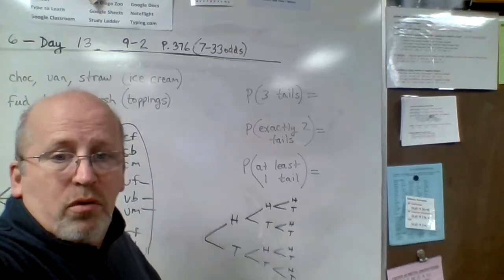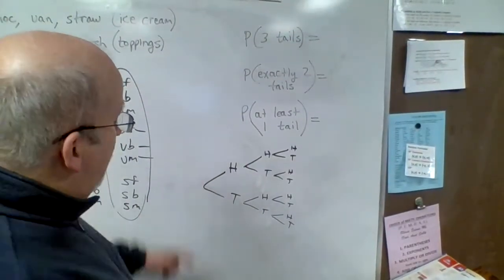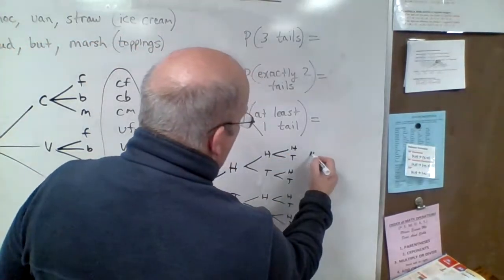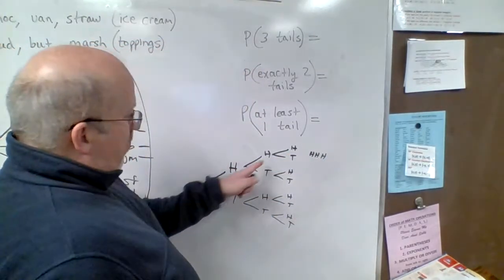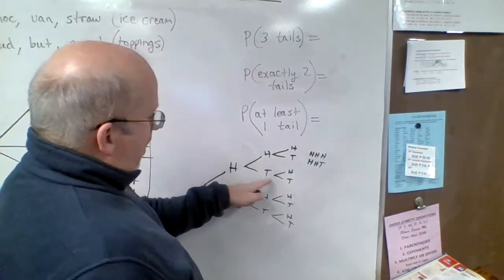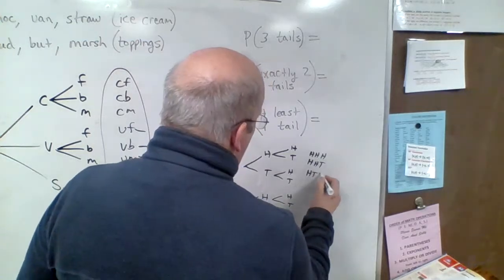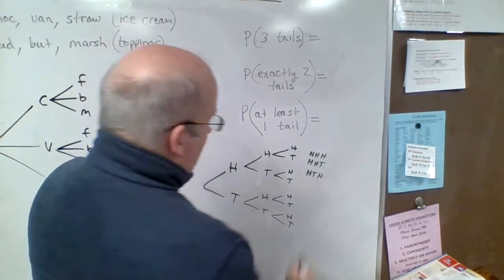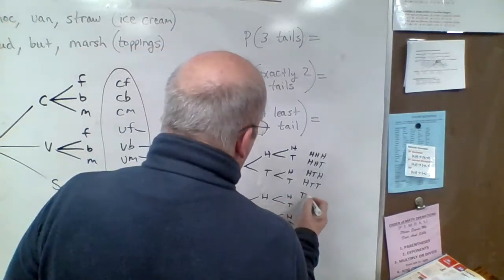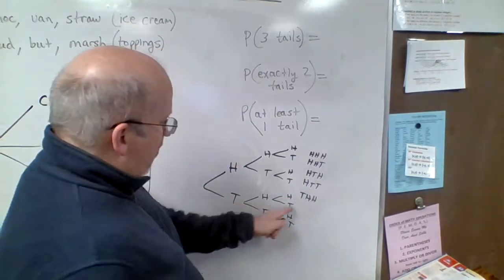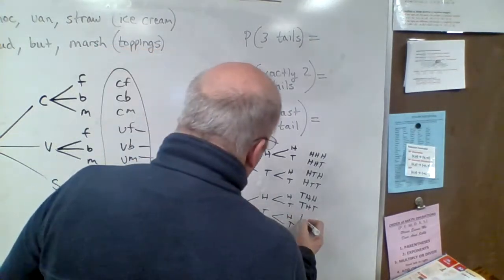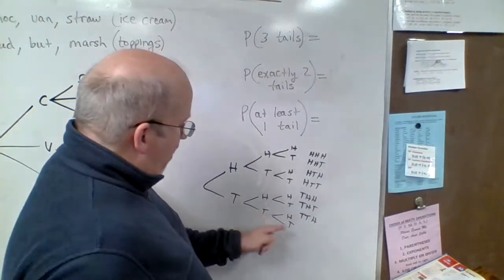If all of that's true, let's move that a little bit. The 3 coins could be heads, heads, heads, heads, heads, tails, heads, tails, heads, heads, tails, tails, tails, heads, heads, tails, heads, tails, tails, tails, heads, or tails, tails, tails.